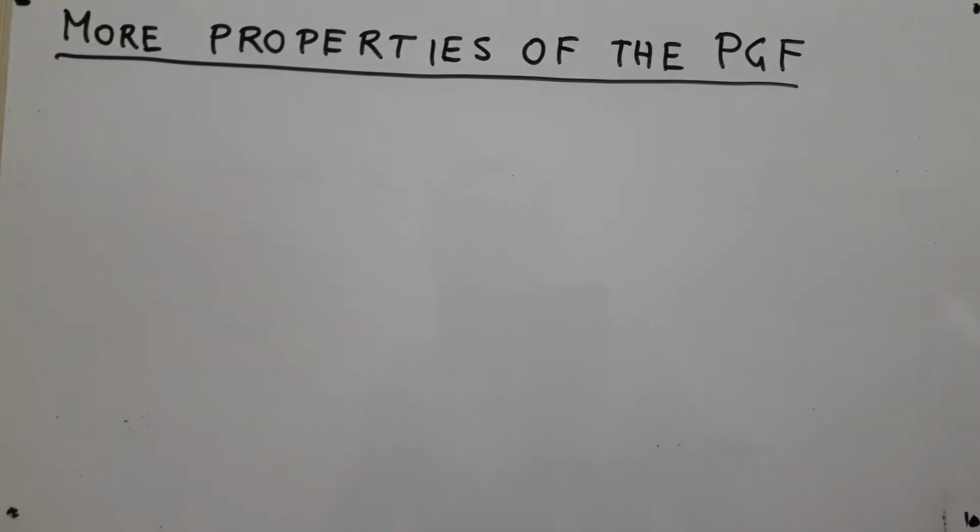In this video, we shall take a look at some further properties of the PGF. The properties that we have already seen in the last video were all kind of real analytic properties, where we dealt with it just as a function. Now we shall see its probabilistic properties, something that relates the PGF with the underlying random variable and its distribution.